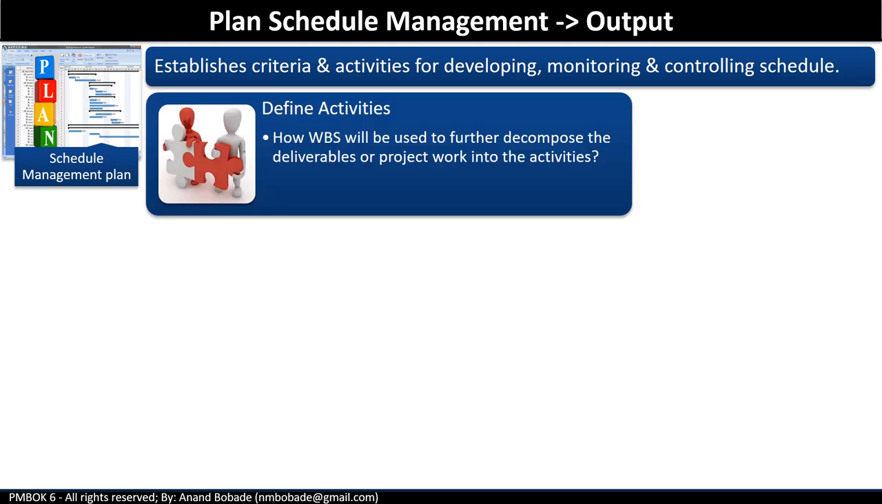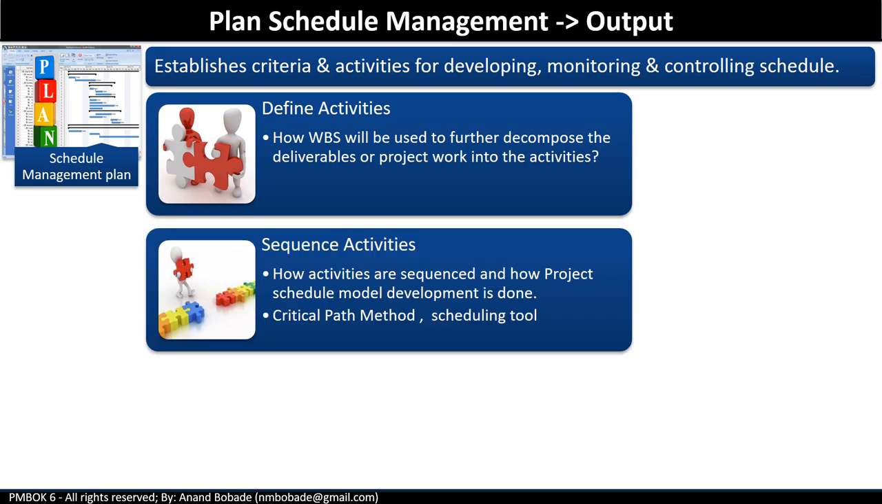In define activities, how the work breakdown structure will be used to further decompose the deliverables or project work into activities. In sequence activities, how activities are sequenced and how project schedule model development is done. It will also explain the scheduling methodology like critical path method, or scheduling tools like Microsoft Project, to be used. So what are the tools that should be applicable for the current project?